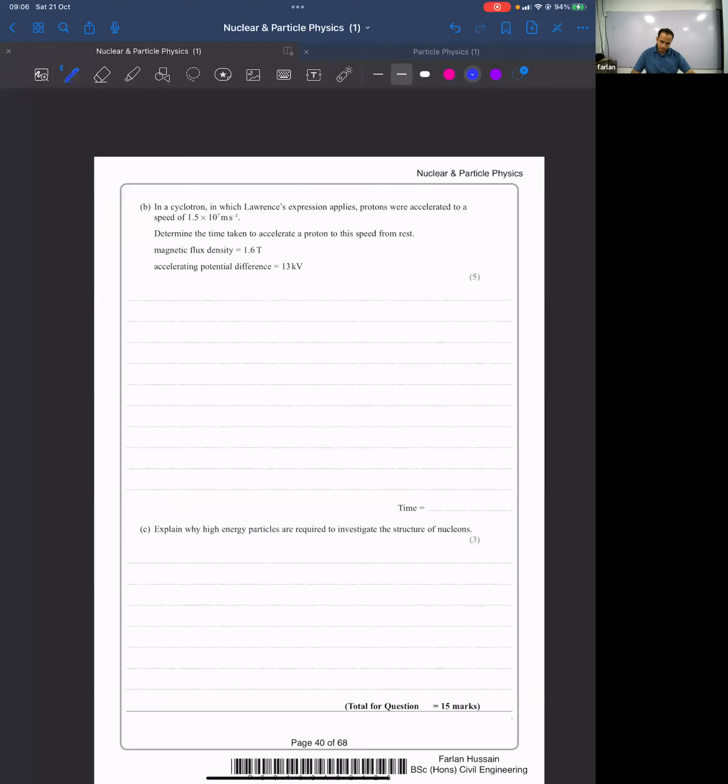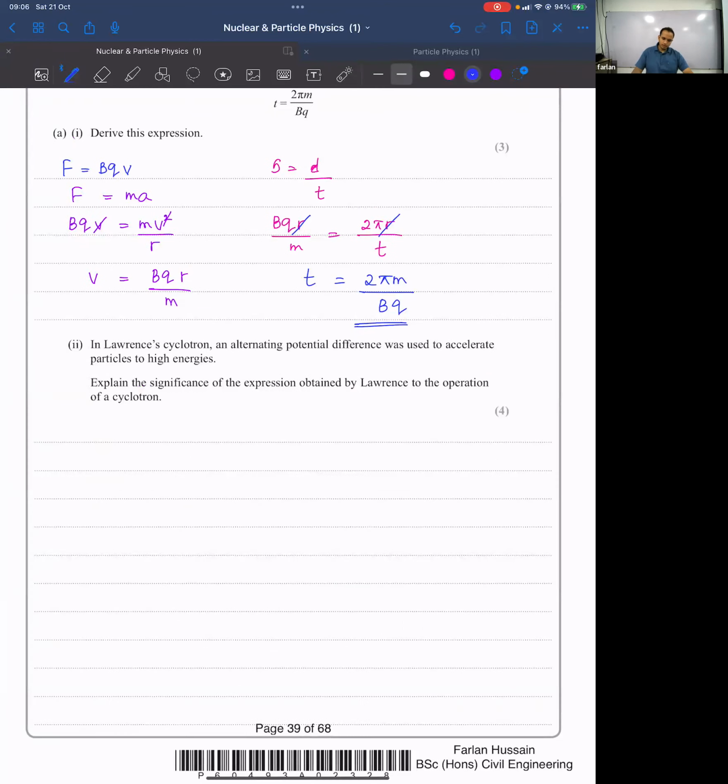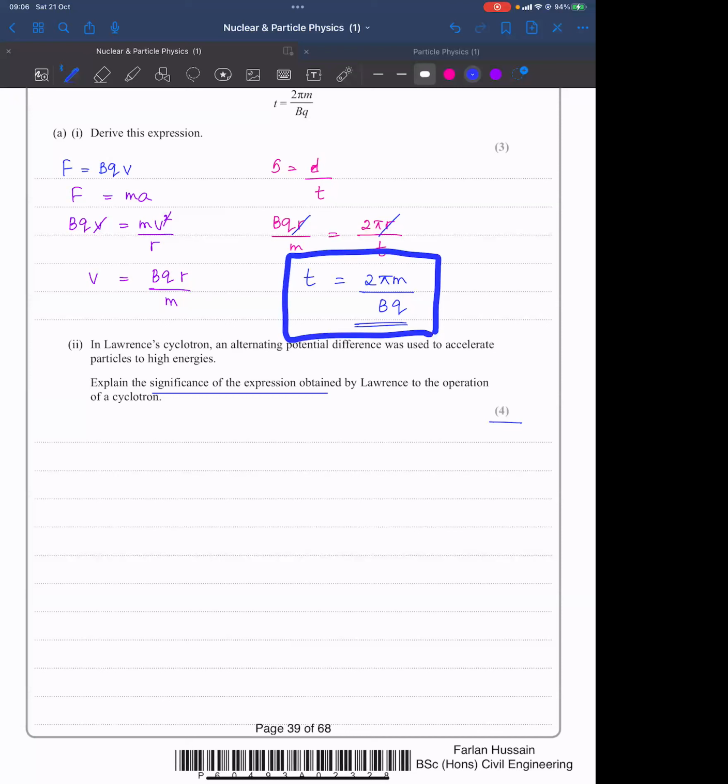The next one. In Lawrence's cyclotron, an alternating potential difference was used to accelerate particles to high energies. Explain the significance of the expression obtained by Lawrence to the operation of the cyclotron. For a 4 marker they have asked. So what is the significance? What are we getting here? T equals 2 pi m over Bq.